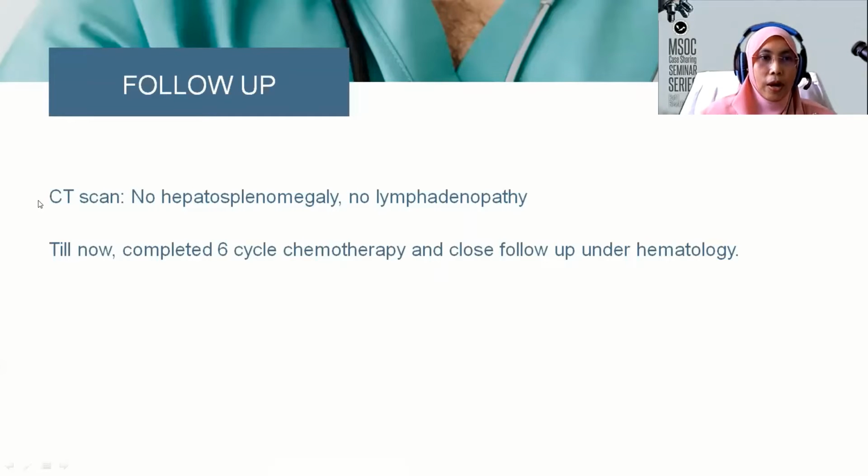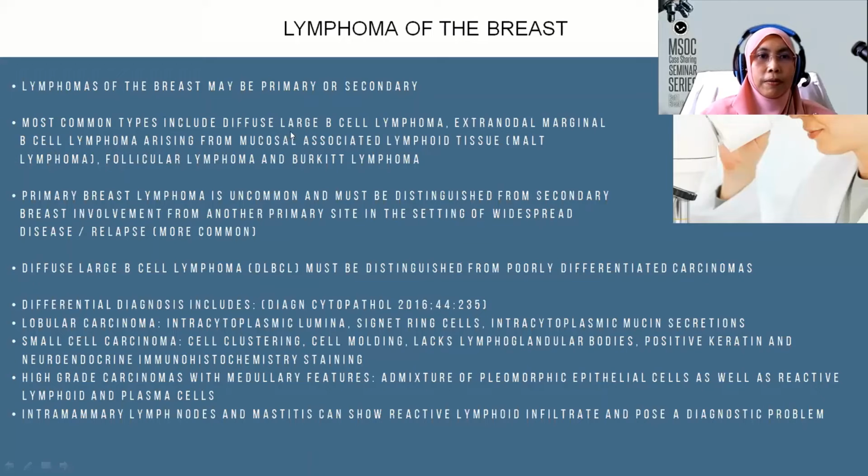So the patient was followed up. Now she has completed 6 cycles of chemotherapy, and she is under close follow-up under hematology. On CT scan, there is no hepatosplenomegaly and no lymphadenopathy. So it seems that this lymphoma is primary from the breast. So lymphoma of the breast may be primary or secondary. Most common type includes diffuse large B-cell lymphoma, like this case. Others include extranodal marginal zone B-cell lymphoma, MALT lymphoma, or follicular lymphoma and Burkitt's. So primary breast lymphoma is uncommon.